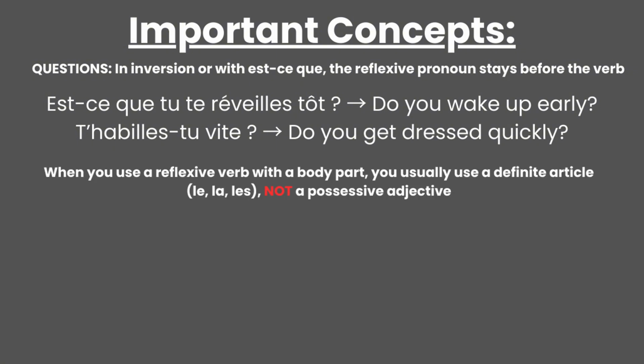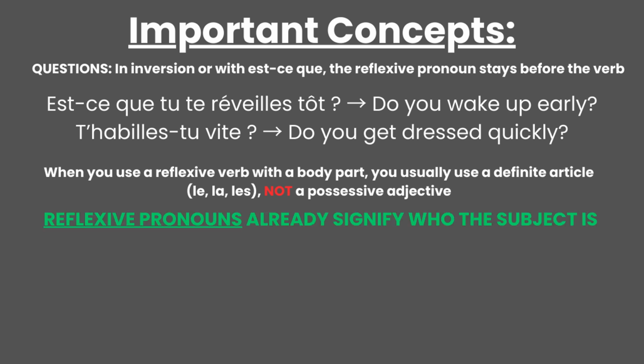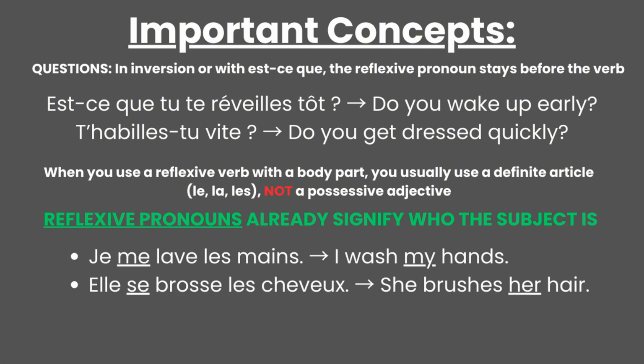At last, when using reflexives with body parts, we have to use a definite article for the body part and not a possessive adjective. This is done on purpose because reflexive pronouns already signify who the subject is, so using possessive adjectives would be conceptually unnecessary. Je me lave les mains. I wash my hands. Elle se brosse les cheveux. She brushes her hair.